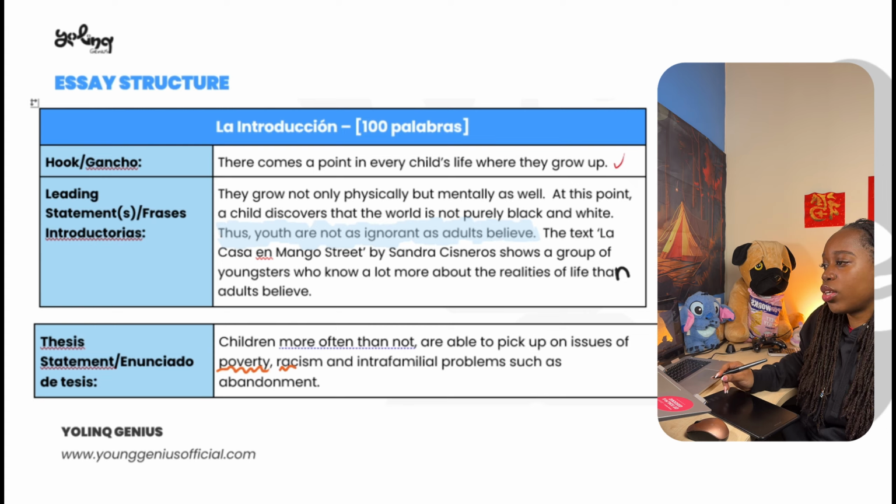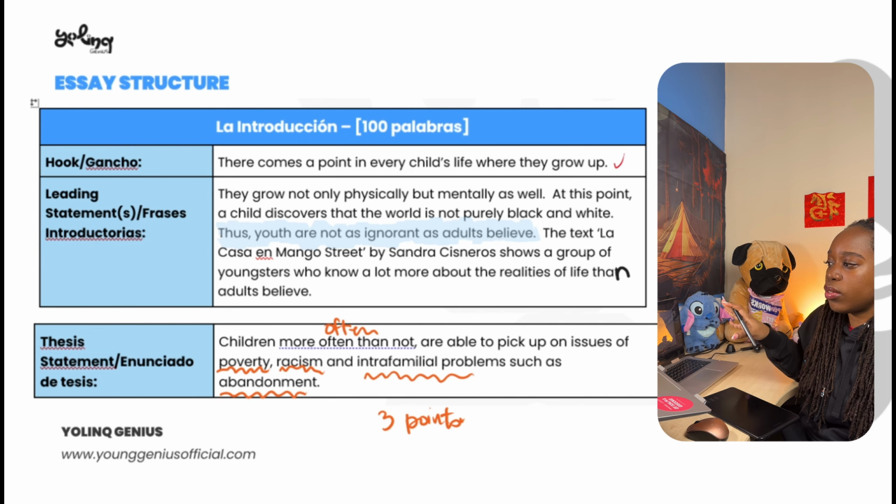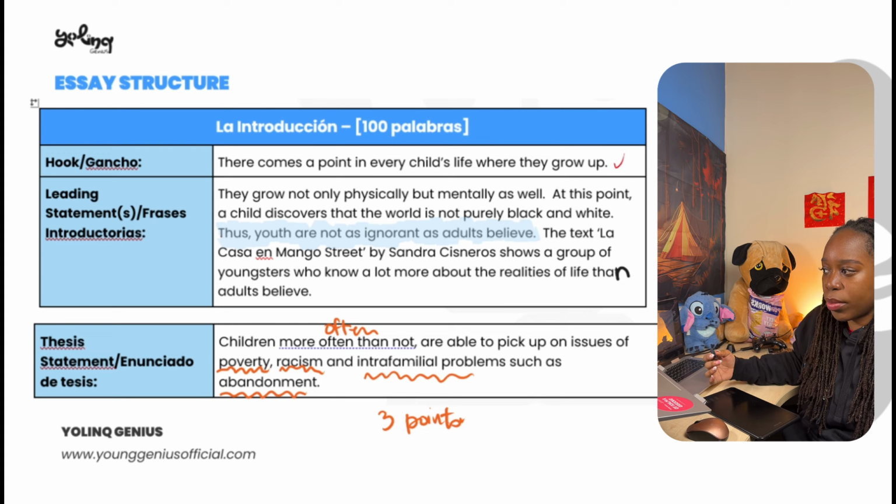So I'll be talking about poverty, racism, intrafamilial problems such as abandonment. So that's 3 points that I'll be talking about in my essay, right? In order to do that, I said children more often than not, actually this could just be often if you're going for brevity, are able to pick up on issues of poverty, racism, and intrafamilial problems such as abandonment. And I'm going to talk about these in the same order I've introduced them in the thesis statement: poverty, then racism, and then intrafamilial problems, like abandonment.